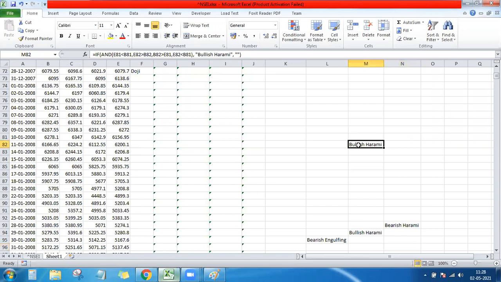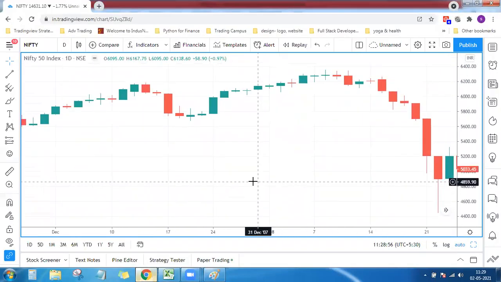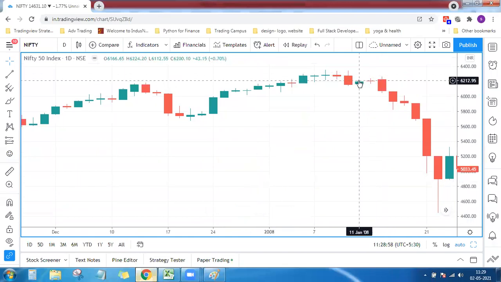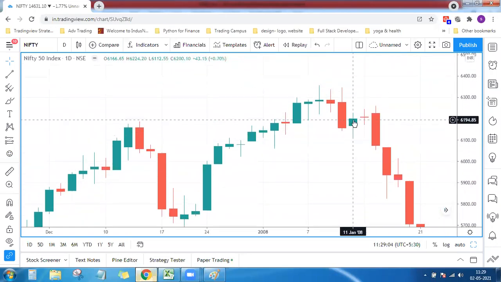I'm waiting for the perfect ones. 11th Jan 2008. Here it is, bullish Harami. Green candle completely inside the red one.